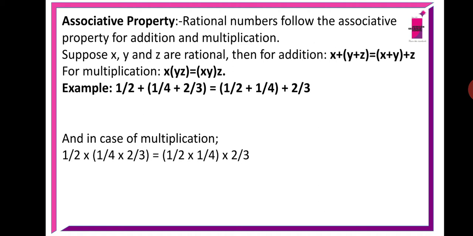Associative property. Rational numbers follow the associative property for addition and multiplication. Suppose x, y and z are rational. Then for addition, x plus (y plus z) equal to (x plus y) plus z. For multiplication, x into (y z) equal to (xy) into z. For example, 1 by 2 plus (1 by 4 plus 2 by 3) equal to (1 by 2 plus 1 by 4) plus 2 by 3. And in case of multiplication also the same.